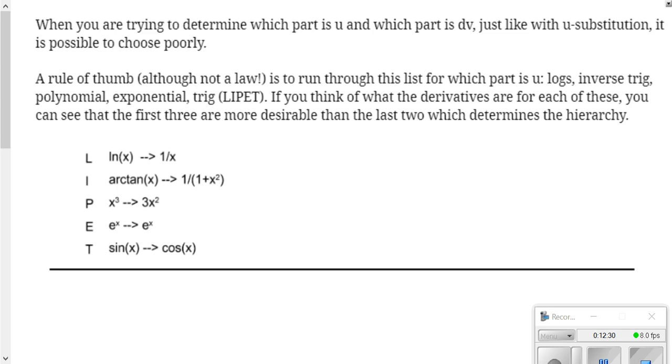So overall, a rule of thumb that I have read about on the interwebs is this idea that there's a hierarchy for what you would like to have as u. If natural log is there, that's a great choice for you. Second choice would be inverse trig. Third would be a polynomial. Fourth would be an exponential. Fifth would be trig. This is a very loose rule of thumb, and as I said, I don't use it, but I thought I would mention it just because if you're kind of spiraling around and you don't know what to use, that might help you get unstuck, just to think through in a structured way, what should my u equal?